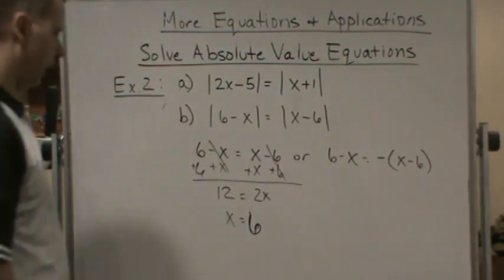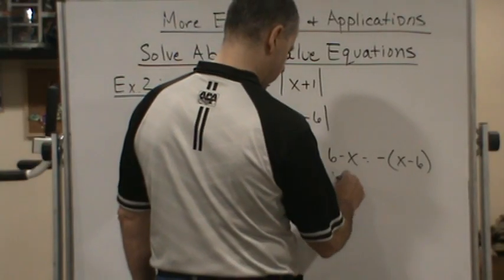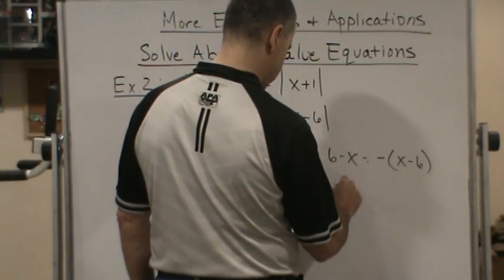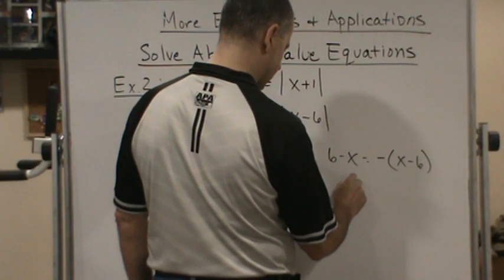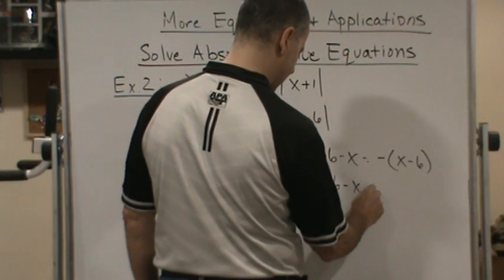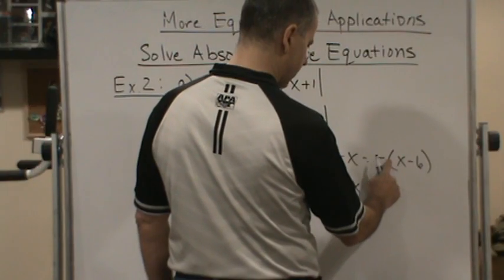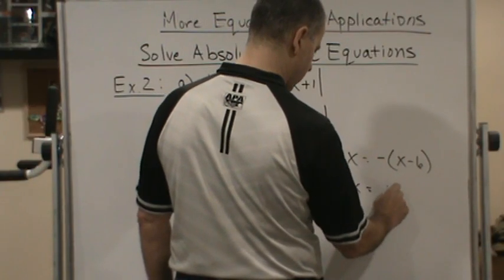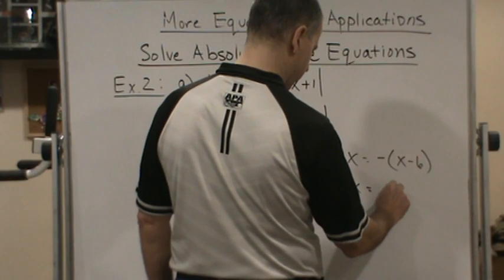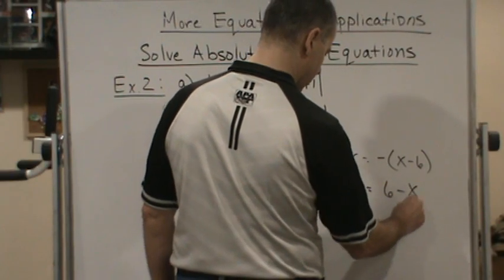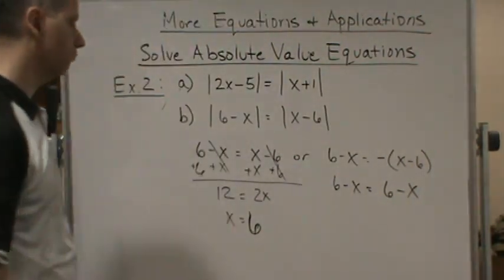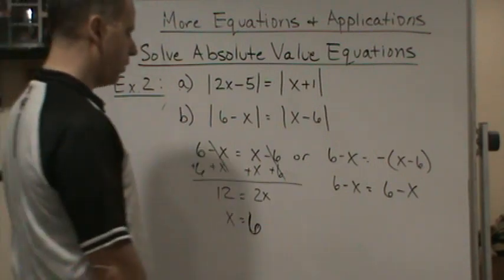Okay, now what about over here? Here we get 6 minus x equals what? Well, if we distribute the negative sign, we get 6 minus x. So we get a true statement.